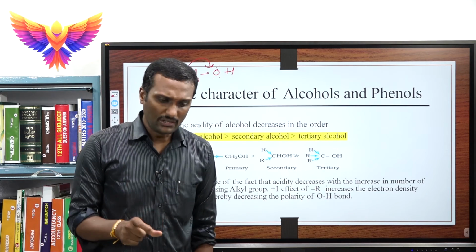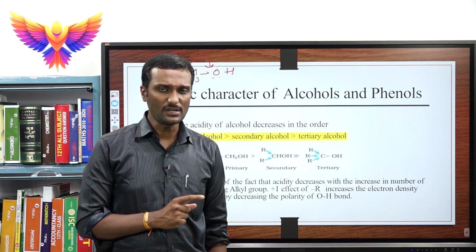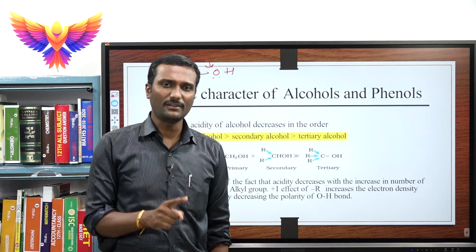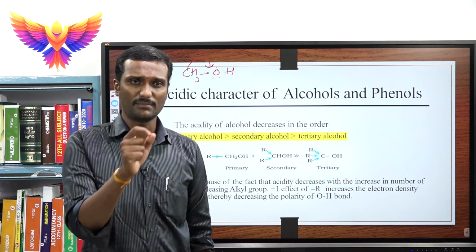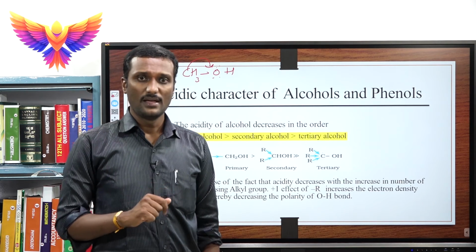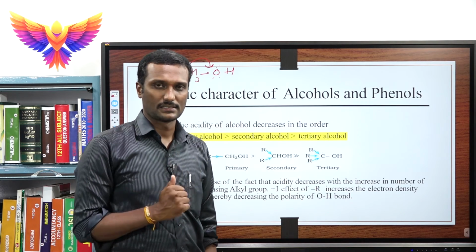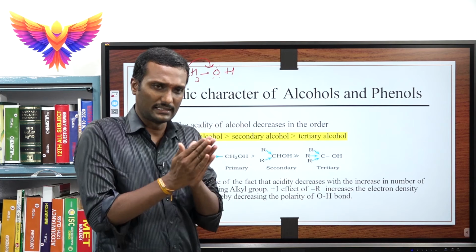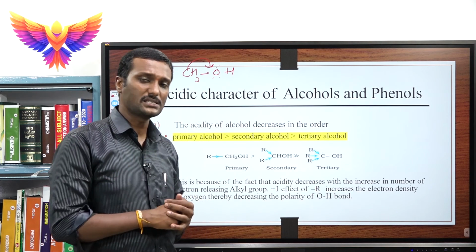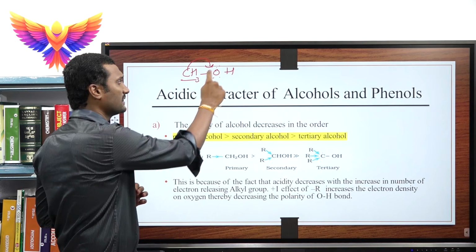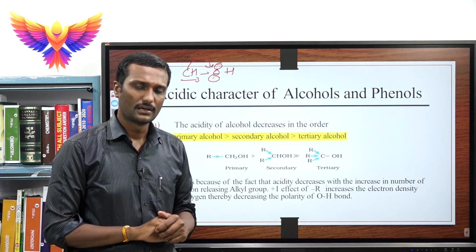Initially we know alcohol is acidic in nature. Why is it acidic? Because there is polarity between the oxygen and hydrogen, a polar nature between oxygen and hydrogen. When this polarity increases, the ease of release of hydrogen increases; when the number of alkyl groups increases, the electron density also increases on the oxygen atom. Am I right, students?